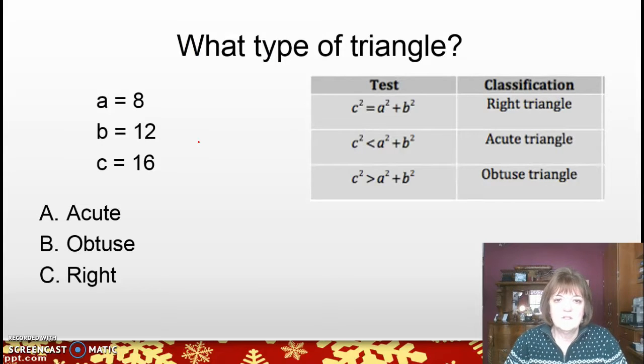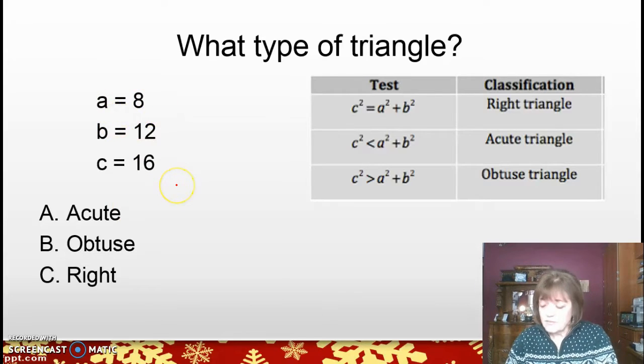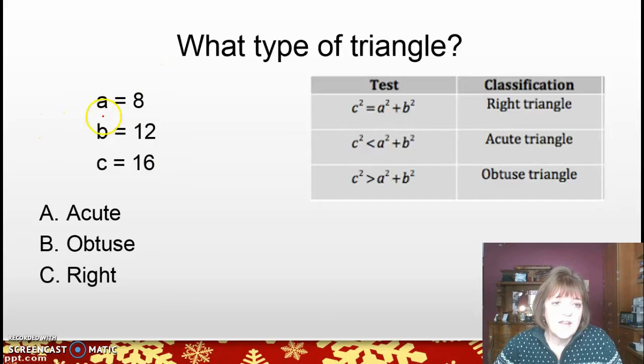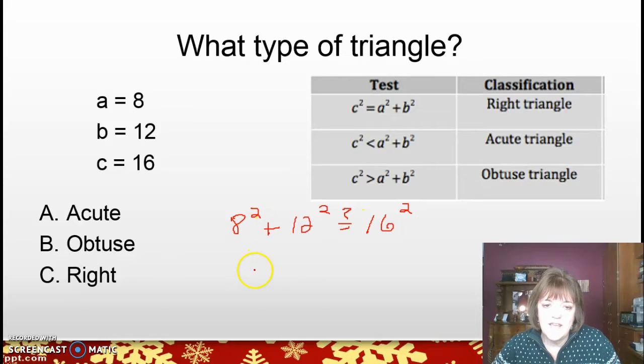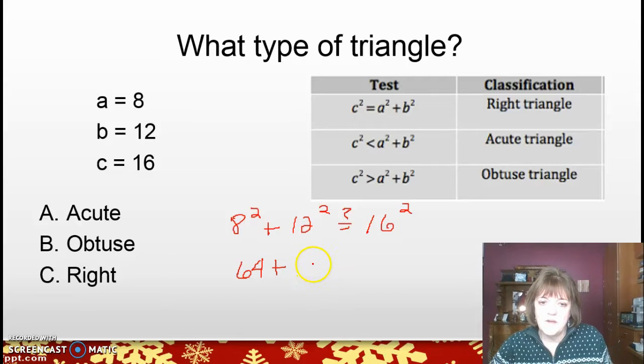Okay, so let's see how to do that again. We are going to just figure this out. No drawing, okay? We're going to plug these things in. So we've got a squared, which is 8, so it's 8 squared plus b squared, which is 12, so it's 12 squared. Does that equal, or what do we get, if c is 16 squared? So we've got 8 squared, which is 64, plus 12 squared, which is 144.